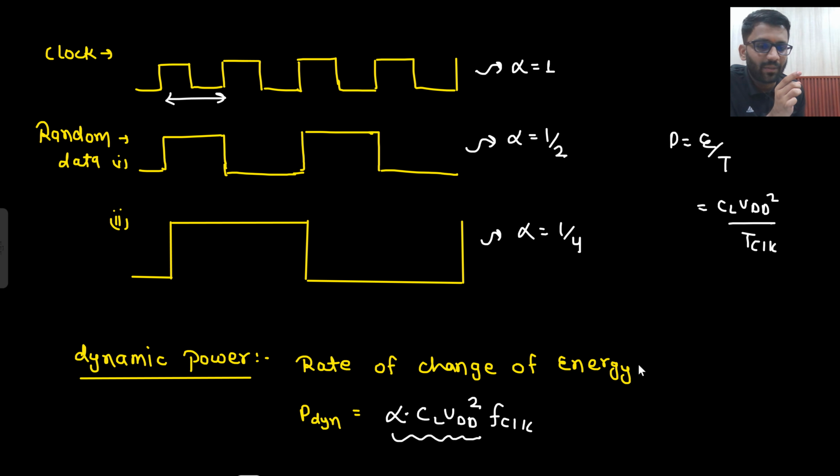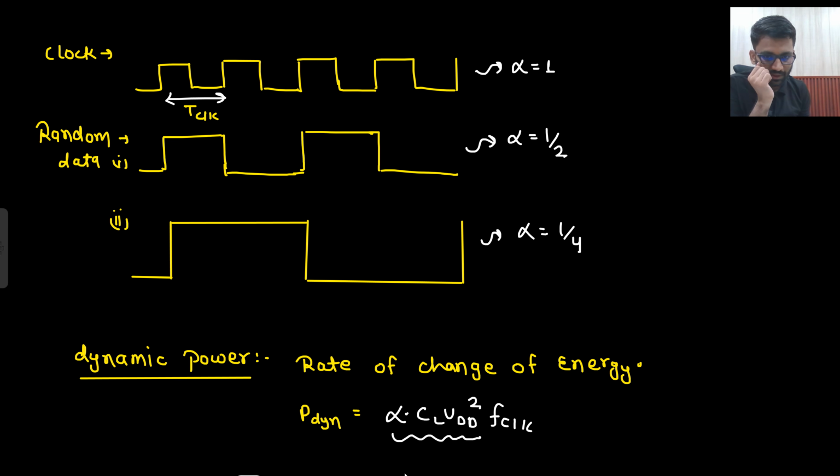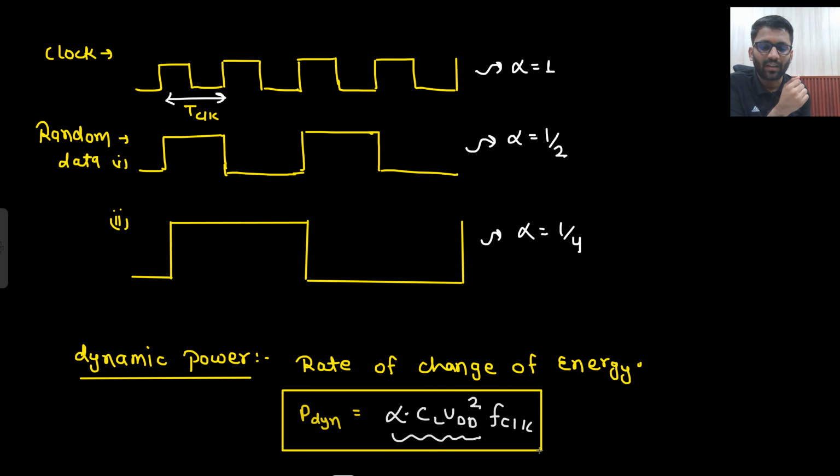So what is the total dynamic power of any particular CMOS circuit? That would be CL VDD square into F clock into alpha. Alpha is the activity factor. This is my T clock. So this is the expression of dynamic power. I hope this is clear to you.